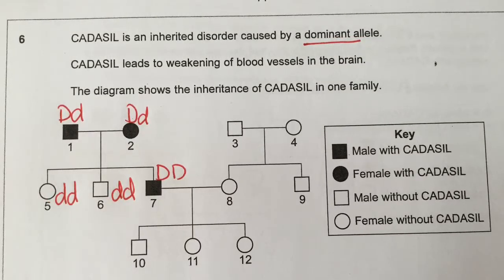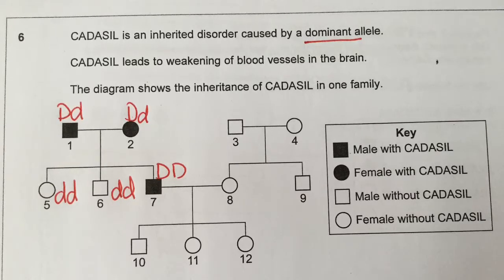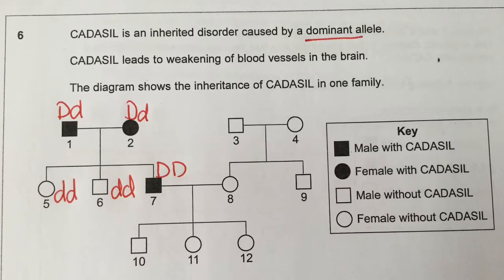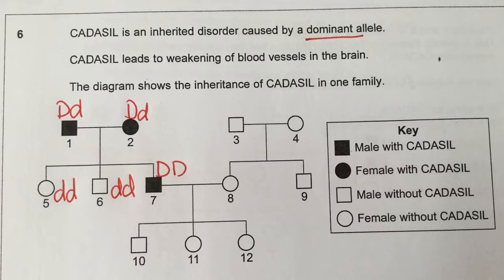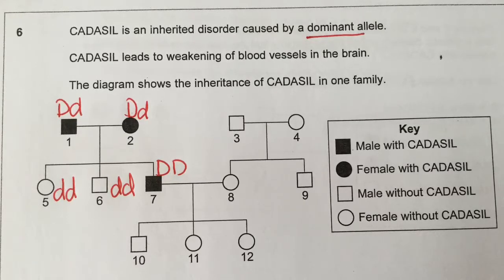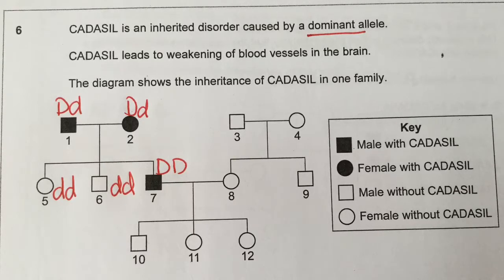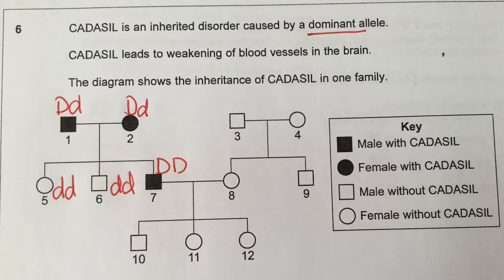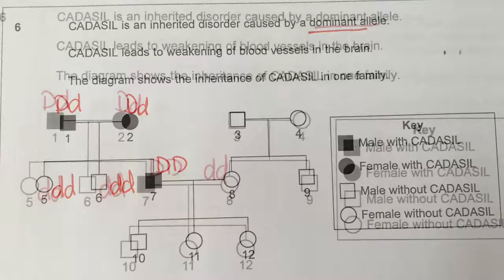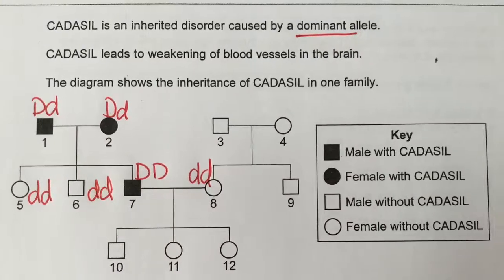Through trial and error, I'm going to work out if number 7 is big D, big D. If individual 7 was big D, then the only sperm he could produce would contain the allele big D. However, individuals 10, 11 and 12 do not have the disorder. They do not have the big D allele. So what they've actually inherited from their parent, their father, individual number 7, is the small d.